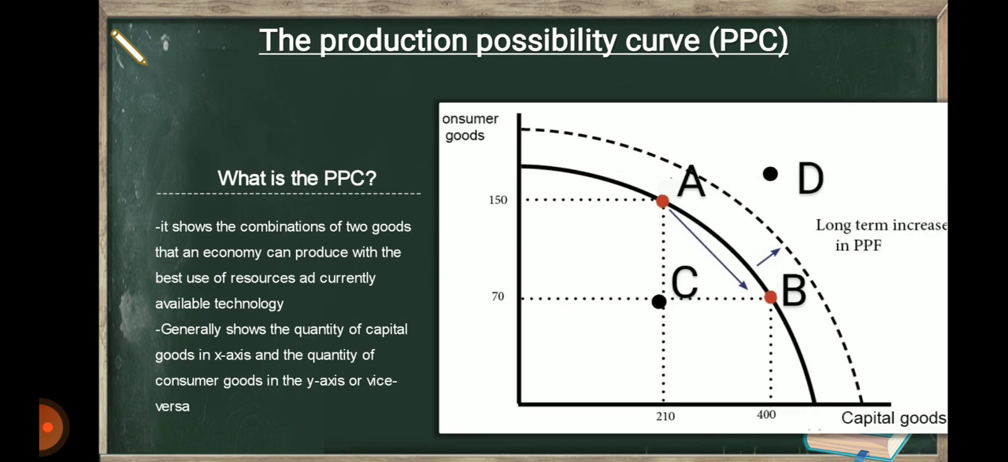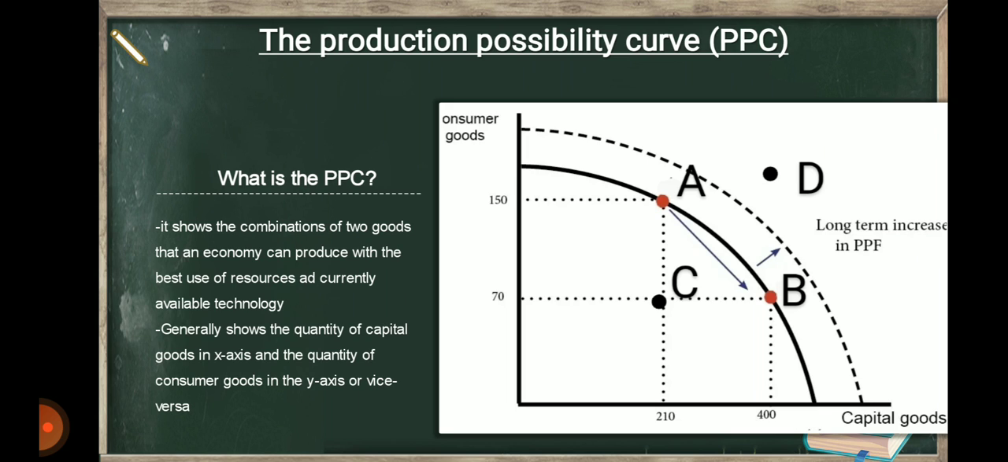Next, we come to the concept of the production possibility curve. What is the production possibility curve? This is actually a diagrammatic representation of the quantity or the possible combinations of two goods which a country can produce with given resources and available technology.